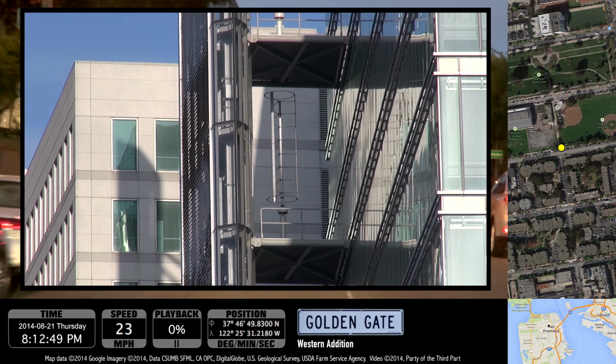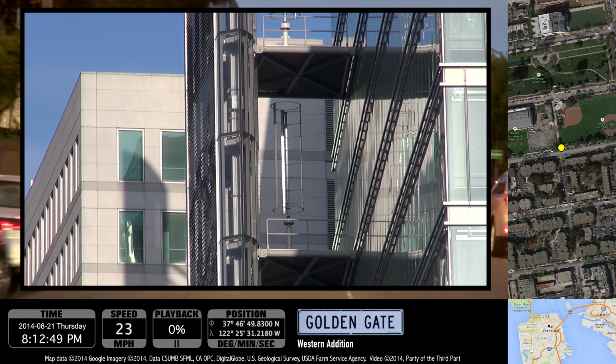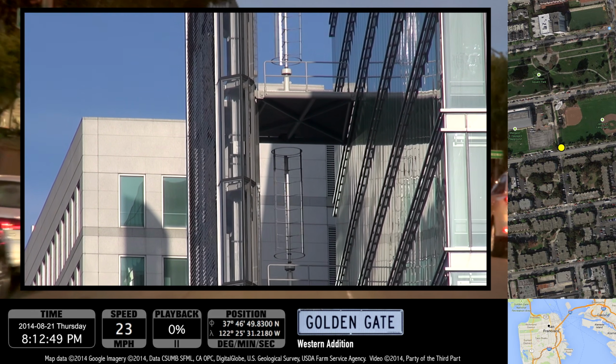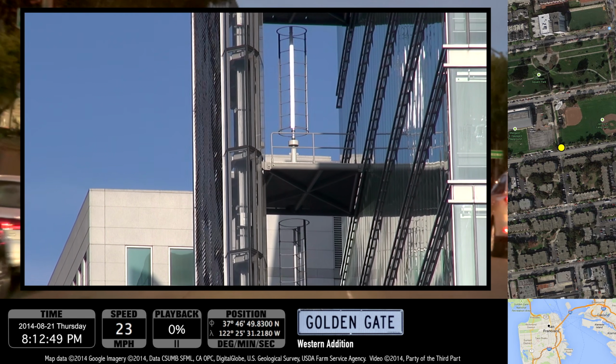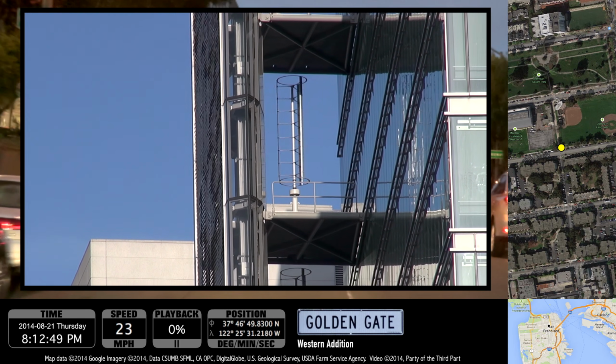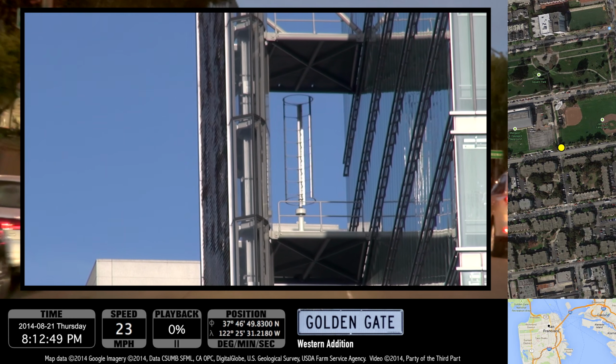To promote alternative transportation, this 13-story building, which is home to 900 employees, has only 4 parking spaces, and I wonder who gets those 4 spaces.